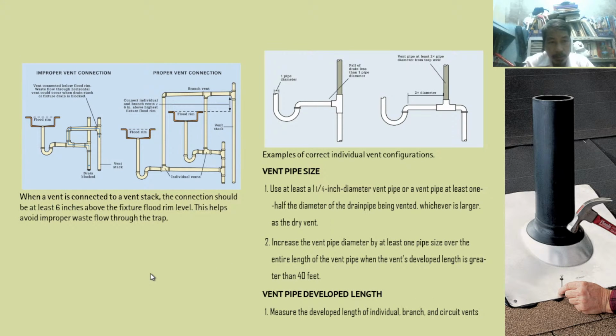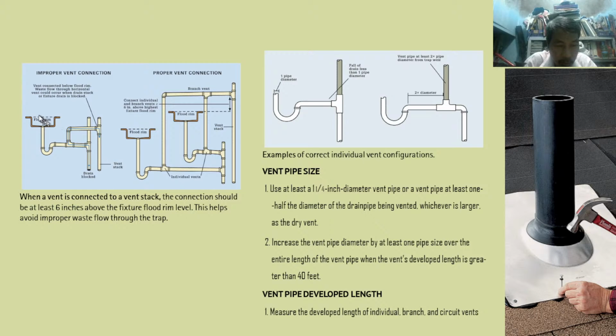Next, improper vent connection pictures. We also have a picture, for example, of correct individual vent configuration. Let's take a look at this left side picture on your screen. When a vent is connected to a vent stack, the connection should be at least 6 inches above the fixture flood rim level. So I already explained this. This helps avoid improper waste flow through the trap. So that is the purpose.